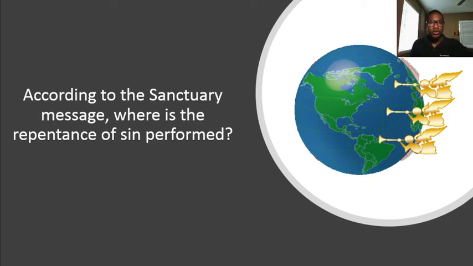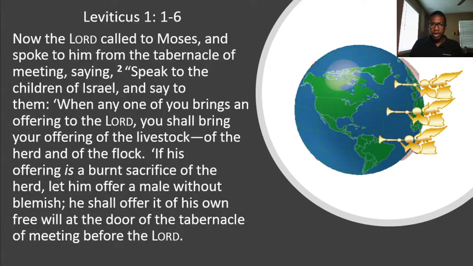So according to the sanctuary message, where is the repentance of sin performed? Well, let's see what we can learn. Leviticus chapter 1, verse 1 to verse 6. Now the Lord called to Moses and spoke to him from the tabernacle of meeting, saying, speak to the children of Israel and say to them, when any one of you brings an offering to the Lord, you shall bring your offering of the livestock, of the herd, or of the flock.